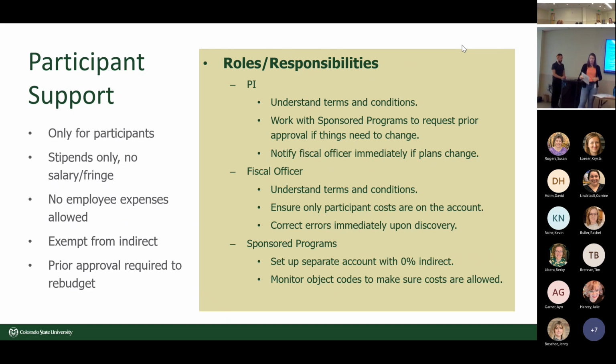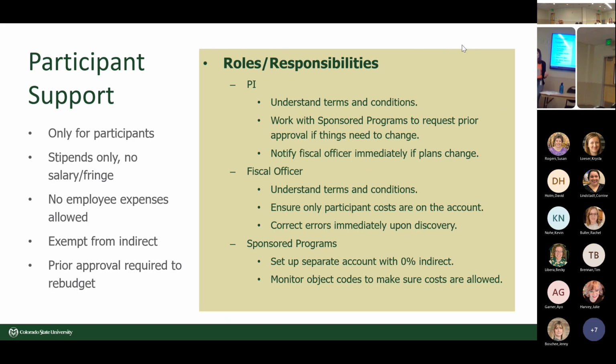Roles and responsibilities. The PI again needs to understand terms and conditions, work with sponsored programs if they need a request to change, and then notify their fiscal officer immediately if plans change. That one is getting at the fact that if they know a student has withdrawn from something, they should let the fiscal officer know to stop payment on a stipend, anything like that, so that the fiscal officer can take an action if they need to.